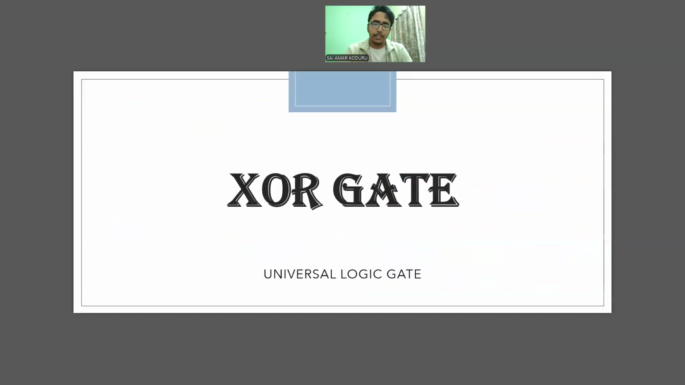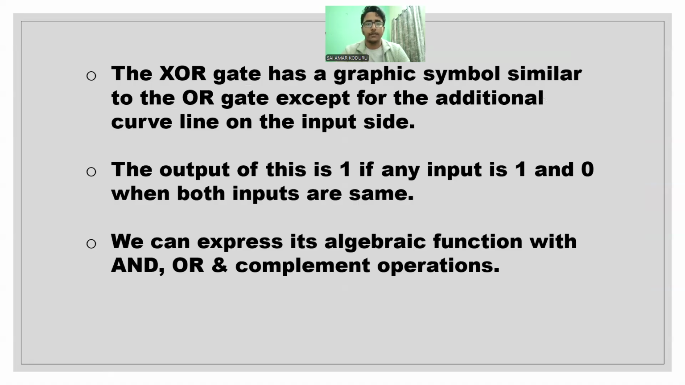Let's talk about our third gate in the universal logic gates, the XOR gate. The XOR gate has a graphic symbol similar to the OR gate, except for the additional curved line on the input side. The output of this is 1 if any input is 1 and 0 when both inputs are the same. We can express this algebraic function with AND, OR, and complement operations.